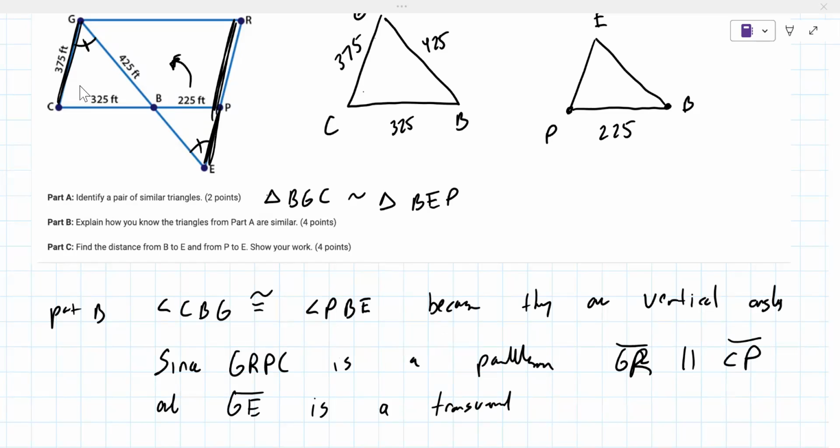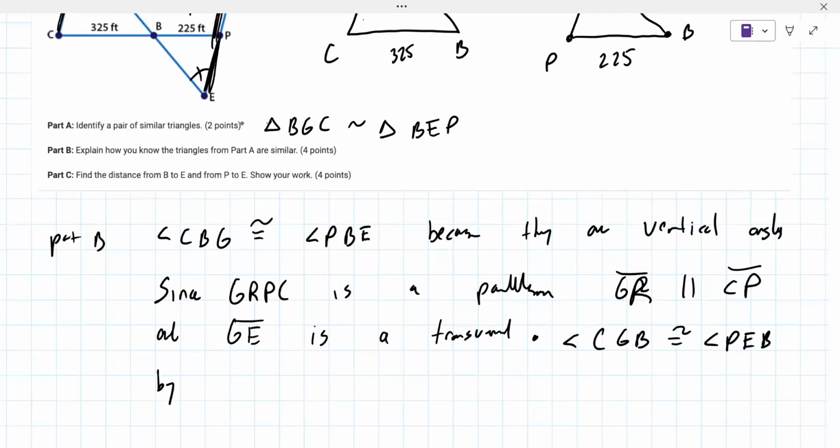So I got that down. So now, because it's a transversal, we can now say the angles are congruent. We can say that angle DGB is congruent to angle PEB through alternate interior angles. Got it. All right, I got that down.